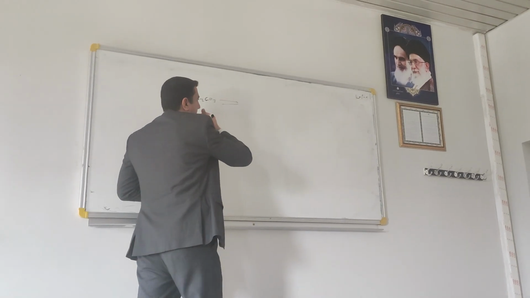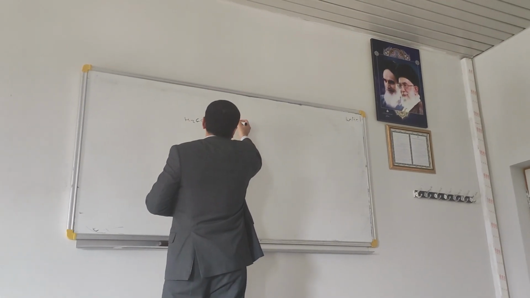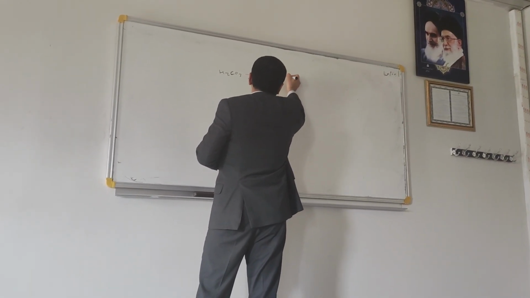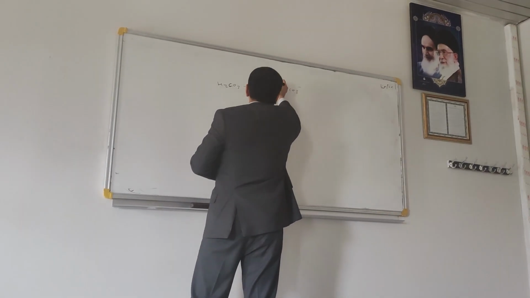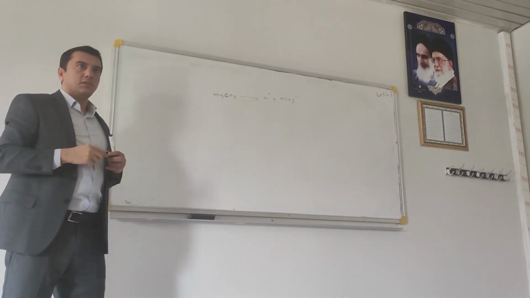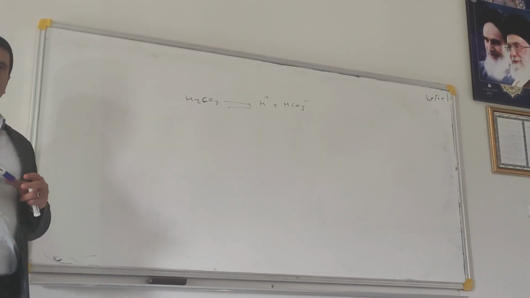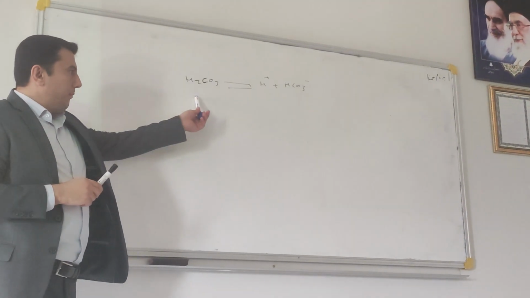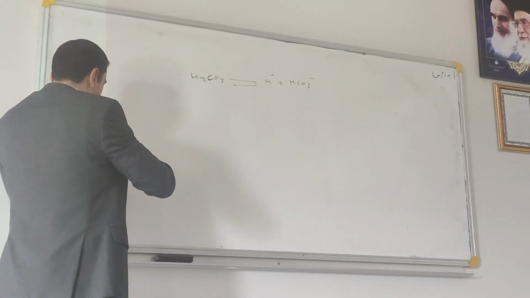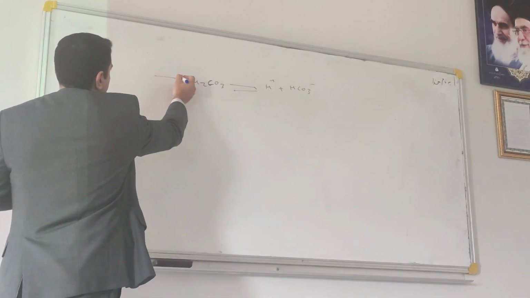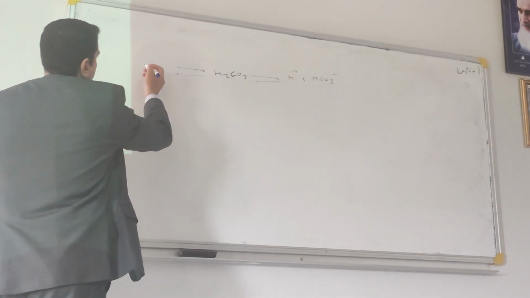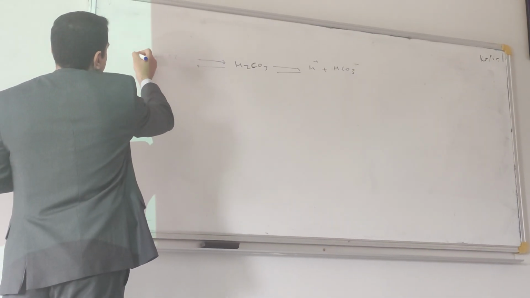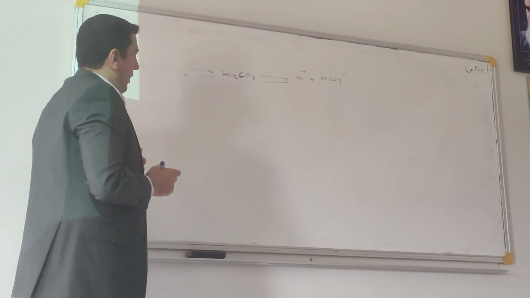Our familiar molecule, and that is H2CO3, or carbonic acid. As I said, carbonic acid can easily dissociate to CO2 and H2O.